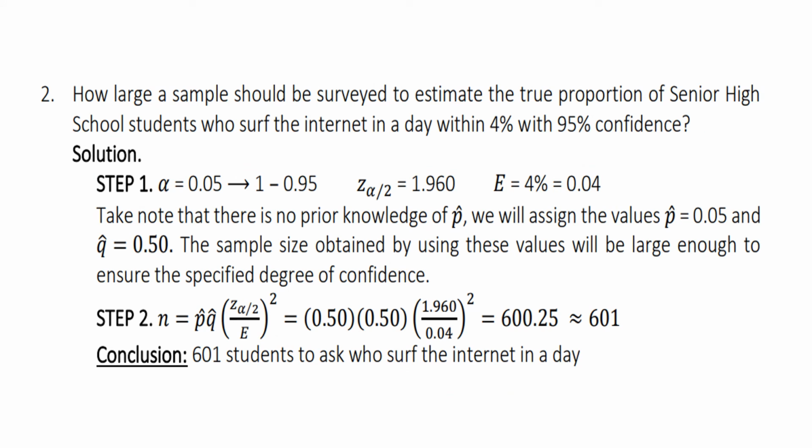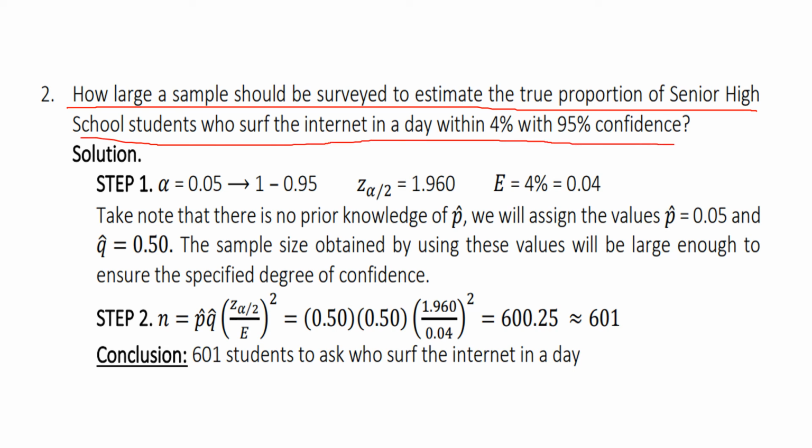For example number 2, how large a sample should be surveyed to estimate the true proportion of the senior high school students who surf the internet in a day within 4% with 95% confidence? So again, for step number 1, you need to list down all the given values. Your alpha is 1 minus 0.95, that will be 0.05. And your critical value for 0.0025 as your alpha over 2 will be 1.96. Your E is 4%, if we convert to decimal, that will be 0.04.